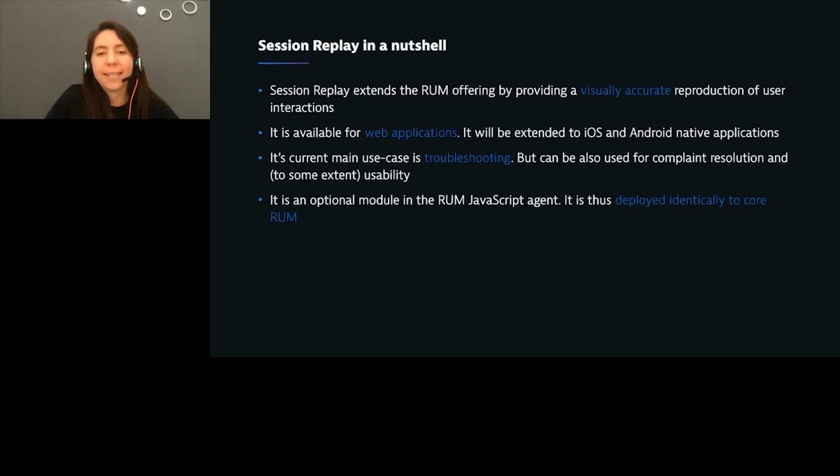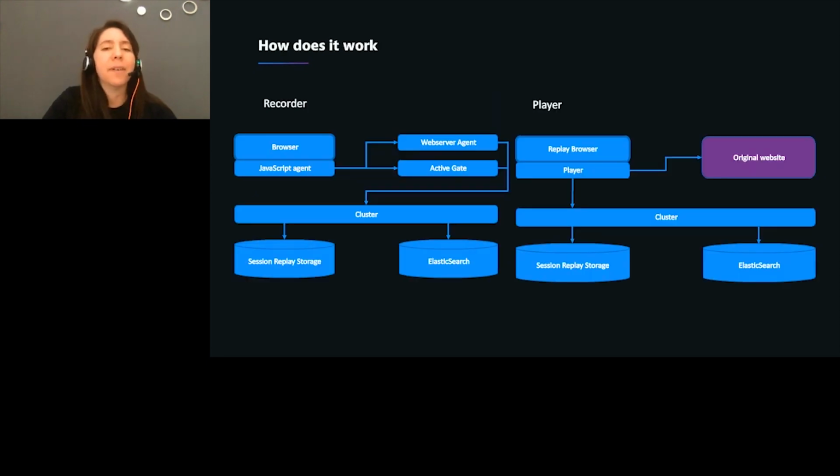As session replay is an optional module in RUM, the deployment mode is exactly the same that we have today for RUM. So let's continue and talk a little bit about the architecture. How does it work? Session replay is a feature composed of two different modules. The first one is called Recorder, and it's the JavaScript that is injected in the browser. This JavaScript will send the information through the web server agent or the ActiveGate to our Dynatrace cluster, and then this information will be stored in a different storage, which is called session replay storage.